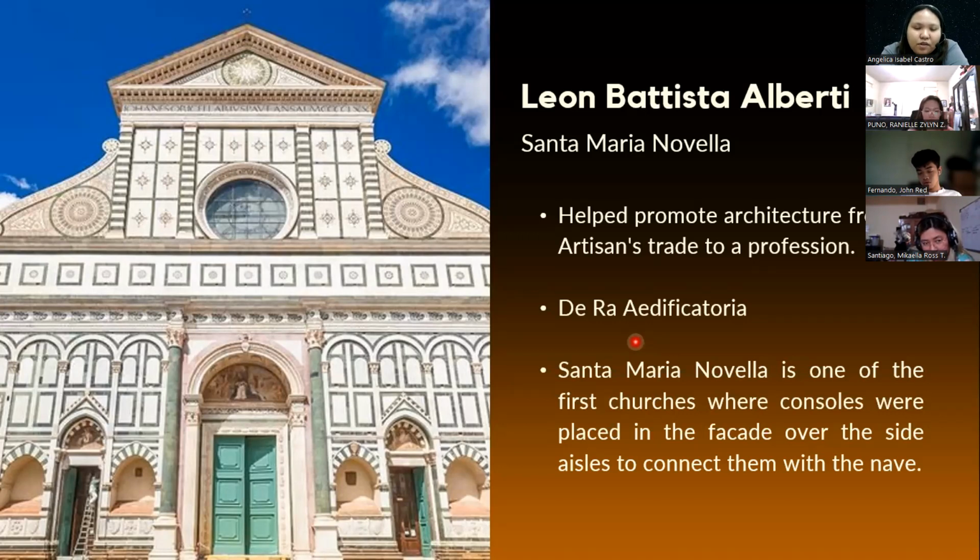So back to the structure, Santa Maria Novella is one of the first churches where consoles were placed in the facade over the side aisles to connect them with the nave. Here it is. Okay? So anything different about the structure that you're noticing? We have never seen this kind of design in our churches before.